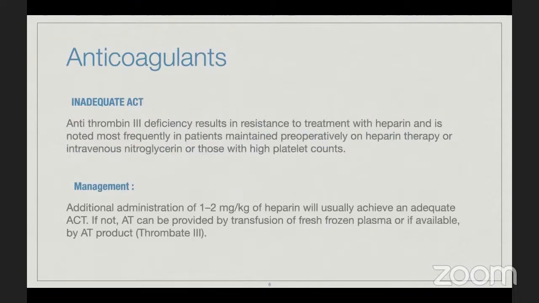So our first scenario regarding anticoagulation: if inadequate ACT happens, antithrombin 3 deficiency results in resistance to heparin treatment. It's noted most frequently in patients maintained on preoperative heparin therapy or intravenous nitroglycerin, or those with high platelet counts. In such a scenario, the management would first be additional administration of 1 to 2 mg per kg of heparin, and this is sometimes sufficient to boost up the ACT. If not, antithrombin can be provided by transfusion of fresh frozen plasma, or if available, a commercial antithrombin product can be used.